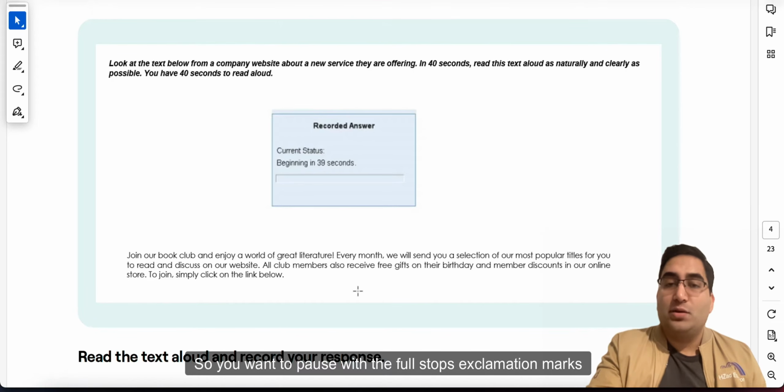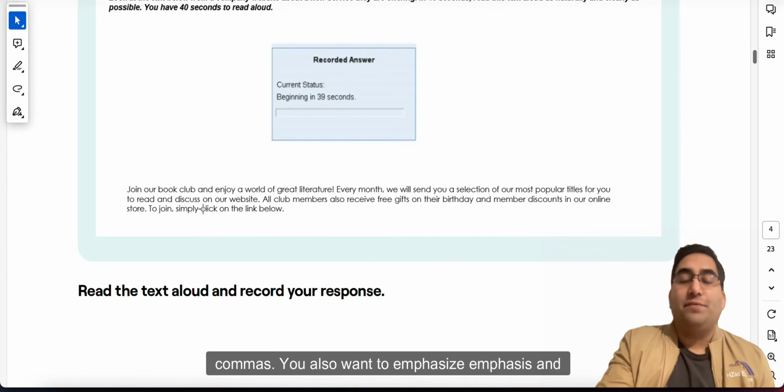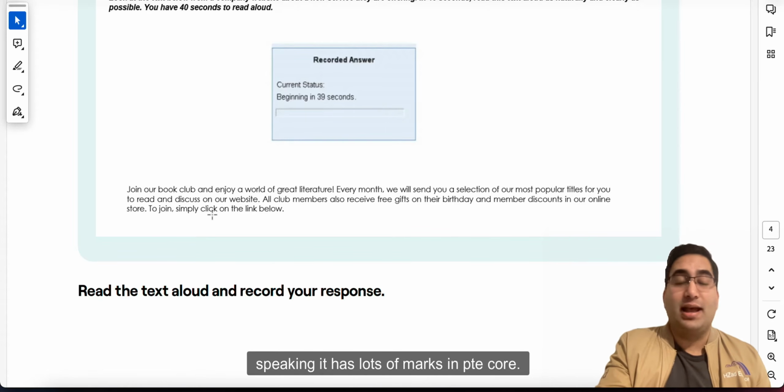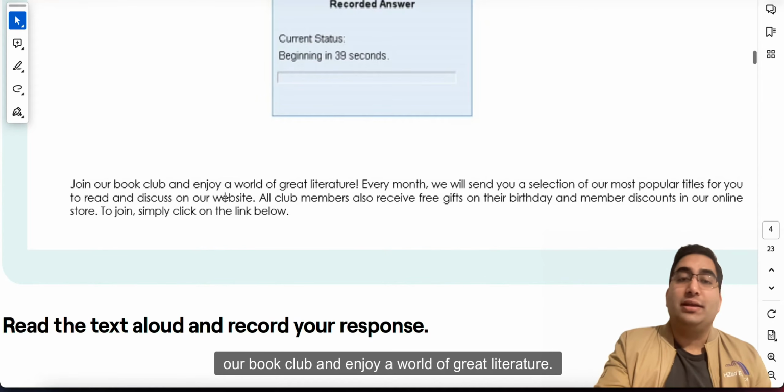So you want to pause with the full stops, exclamation marks, commas. You also want to emphasize. Emphasis in speaking has lots of marks in PTE Core. So it's not just going to be join our book club and enjoy a world. No, it's going to be join our book club and enjoy a world of great literature.